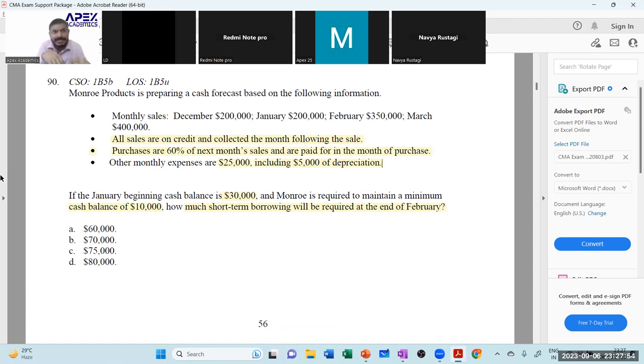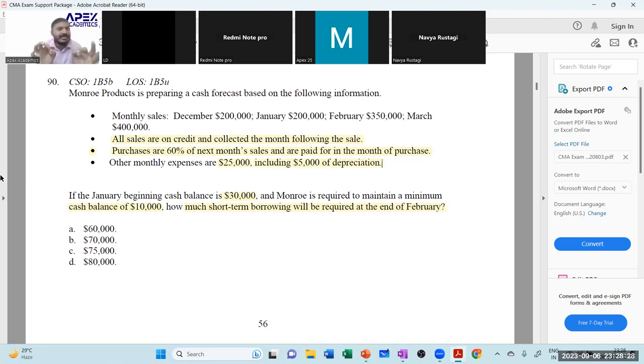If you don't assume this, the entire meaning of the question will change. The entire calculation and solution of the question will change and differ from the model solution that IMA has given you. Since IMA has not clarified whether 10,000 has to be maintained on a monthly basis or on a quarterly basis, when it is to be maintained is not given to us. Therefore, I am going to assume that this 10,000 is to be maintained at the end of February.